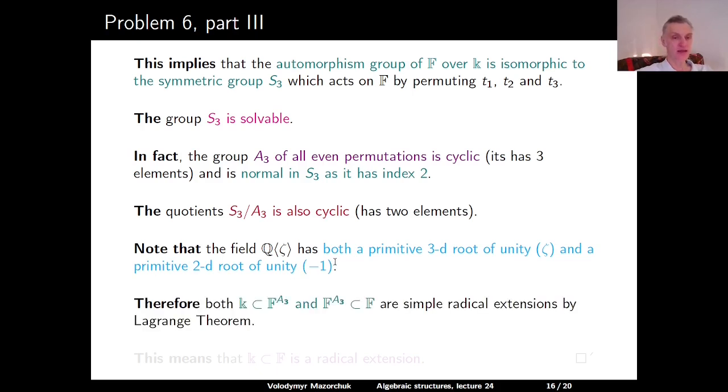So we can apply Lagrange's theorem to conclude that the extension from K to the subfield of fixed points for the subgroup A3 is a radical extension, and the extension from this intermediate subfield to F is also a radical extension. So the extension from K to F is a radical extension, and so by definition our equation is solvable by radicals. And that completes problem 6.